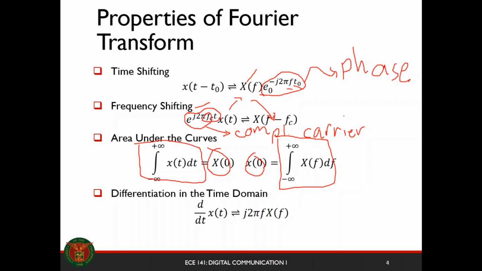Right? So differentiation in the time domain creates this equation. You multiply j2 pi f with X of f. This is equivalent to your high-pass filtering. Okay? High-pass filtering is where you amplify high-frequency signals and you reject low-frequency signals. As you can see here, if f is 0, then the Fourier transform is 0. If it's high frequency, then the value is very high.